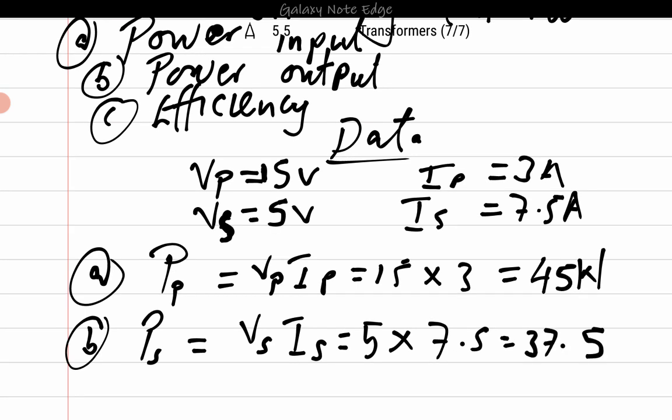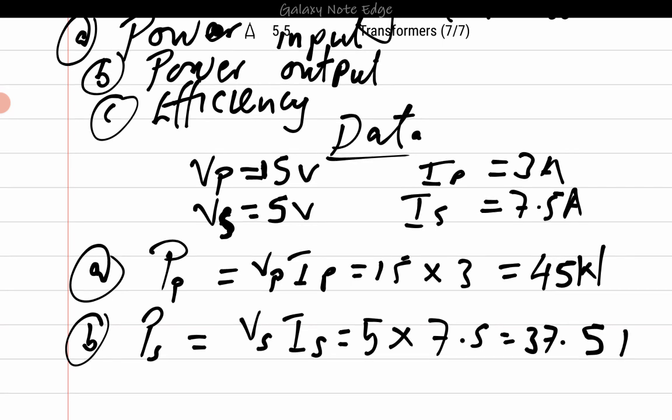So we get 37.5 at 7.5 watts. Okay, so you can pause the video and do your own calculations and see if it matches what you understand.